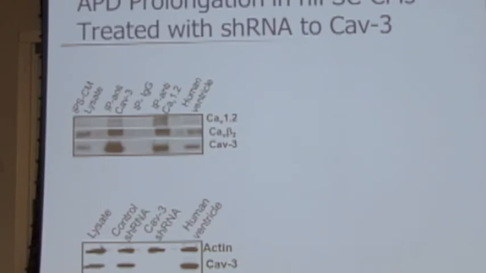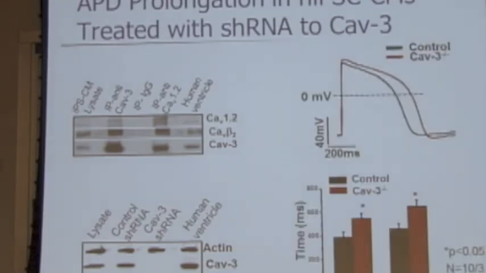So this tells us that caveolin 3 is expressed in iPS-derived cardiomyocytes, that our calcium channel subunits that we've been previously studying in the mouse and in the canine heart are also present in iPS-derived cardiomyocytes. And so what will be the impact of knocking down CAV3 in this model system?